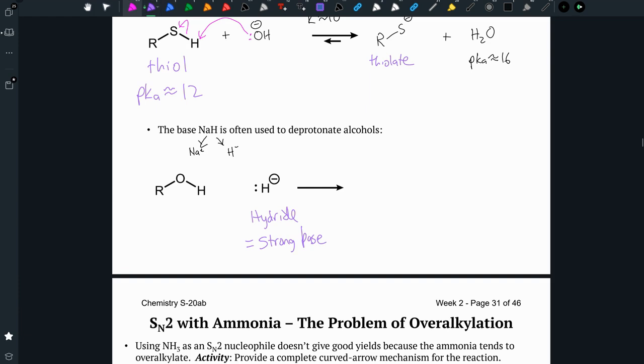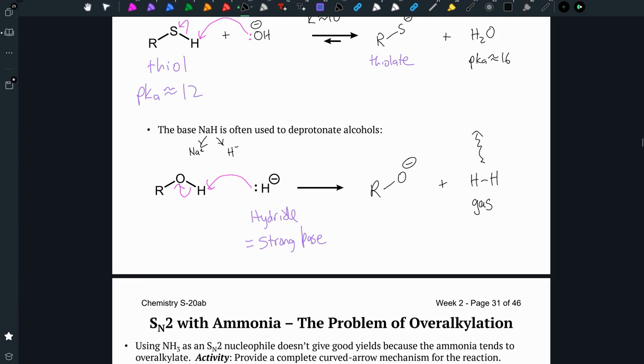This hydride is very effective at finding the most acidic proton in whatever it's reacting with. It makes your alkoxide in this case, and the other product is H2. You might know that H2 is going to be a gas, so it's going to bubble right out of your solution.